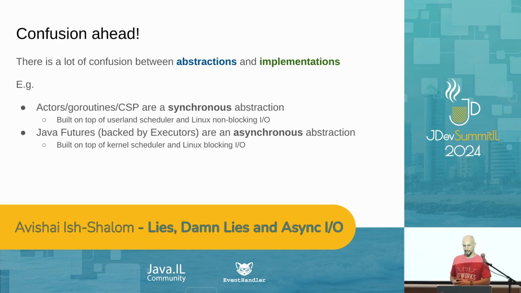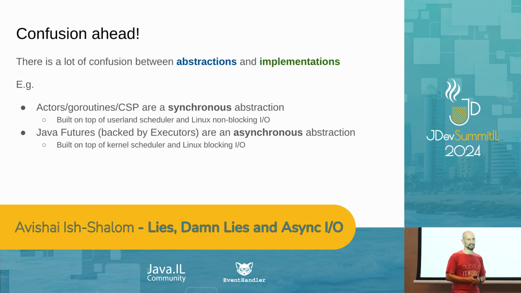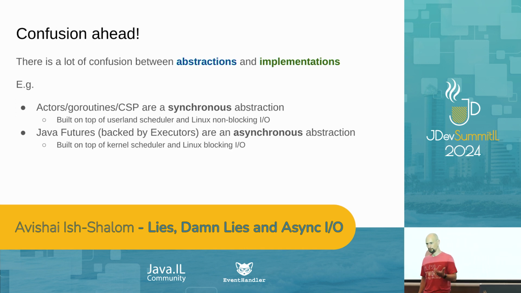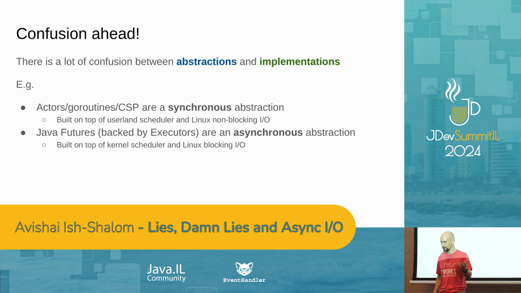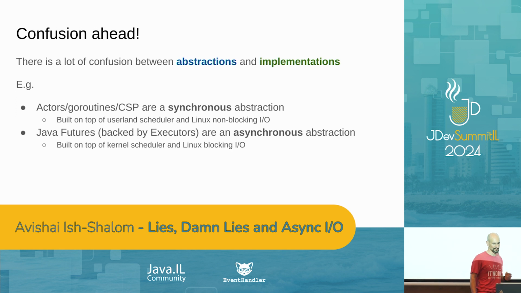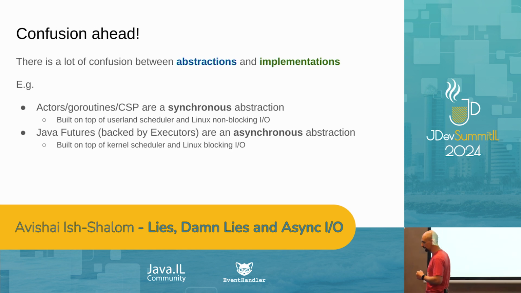So just to give you a few examples, Golang, which is known for its high concurrency framework, is often cited as asynchronous. It's actually a synchronous model. The model is known as CSP, or communicating sequential processes. Sequential basically means synchronous. Okay? So Golang is actually a synchronous abstraction. It's built on top of a user-land scheduler and uses the non-blocking I/O API of Linux.